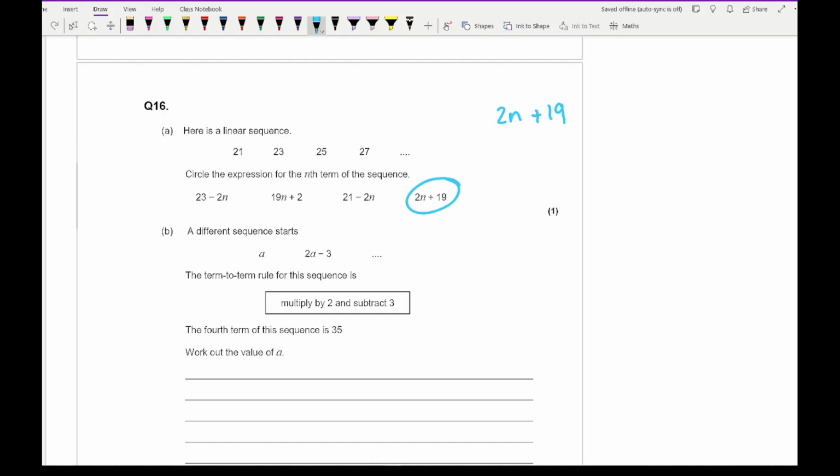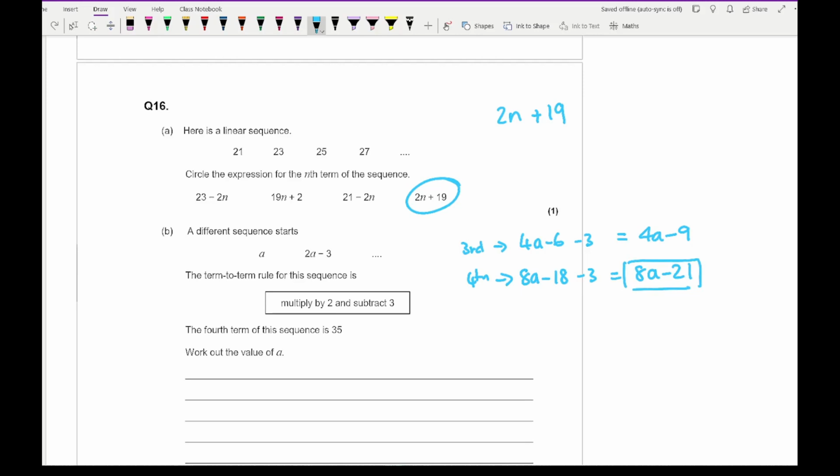Question B says a different sequence starts a and then 2a minus 3, and the term-to-term rule for this sequence is multiply by 2 and subtract 3. So that means that the third term is going to be 2a minus 3 multiplied by 2, which gives 4a minus 6, and then if I take away 3, I end up with 4a minus 9. And then the fourth term is going to be 4a minus 9 times 2, which is 8a minus 18, and then take away 3 gives me 8a minus 21.